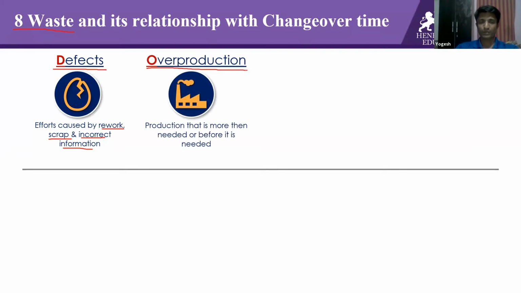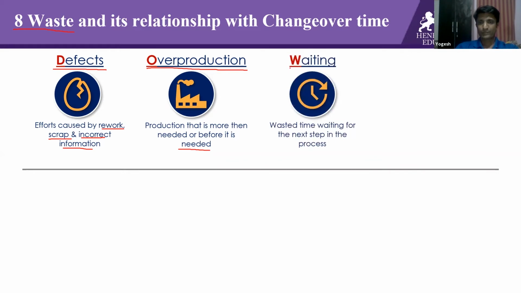Overproduction means producing more than what is needed, or more than what is asked by the customer, right? So producing more than needed or before it is needed is called overproduction waste. Why overproduction is waste, and how it impacts the overall lean culture, is not part of this session, so we are not going to go into much detail on these 8 wastes. The point I want to make here is how changeover time can impact this waste, so we'll focus on that perspective only.